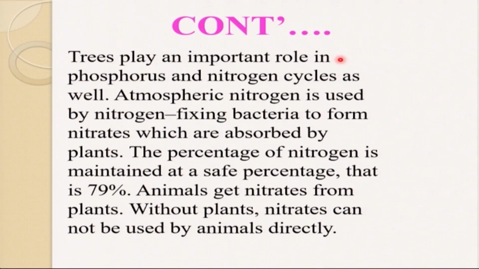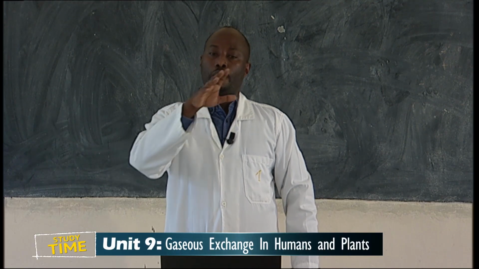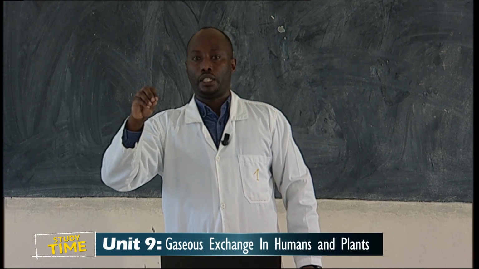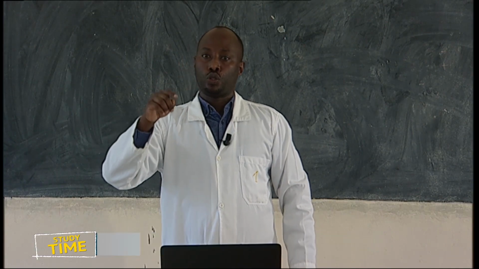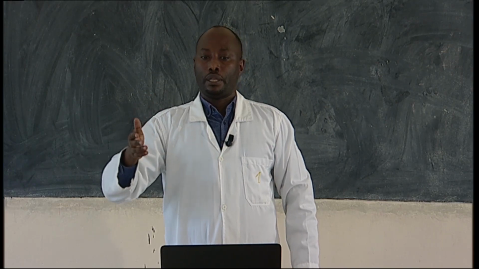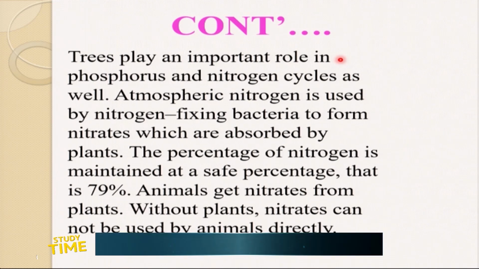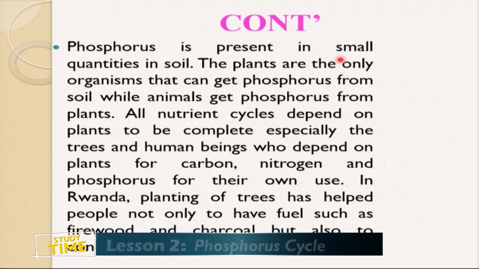So now it means that all these phosphorus, nitrogen, they have to be kept at a safe percentage. That is, say, carbon dioxide must be at a safe percentage when it is in the atmosphere, 0.03%. And then nitrogen, it must be at 79%. Animals get nutrients from plants. Without plants, nitrates cannot be used by animals directly. We cannot get nitrogen directly from the atmosphere. So it must be absorbed by the plants, and hence it is going to be used by ourselves.